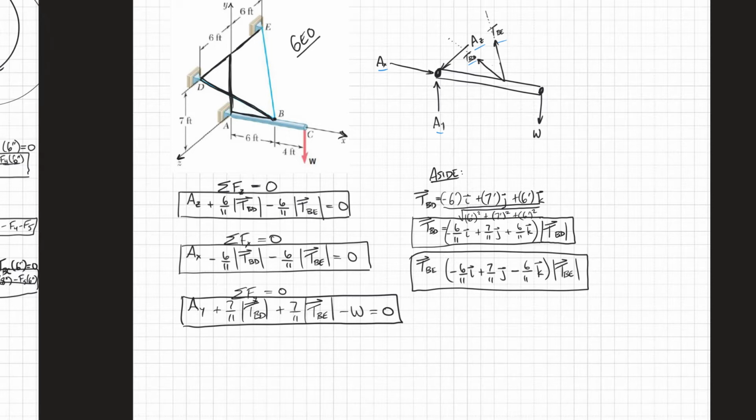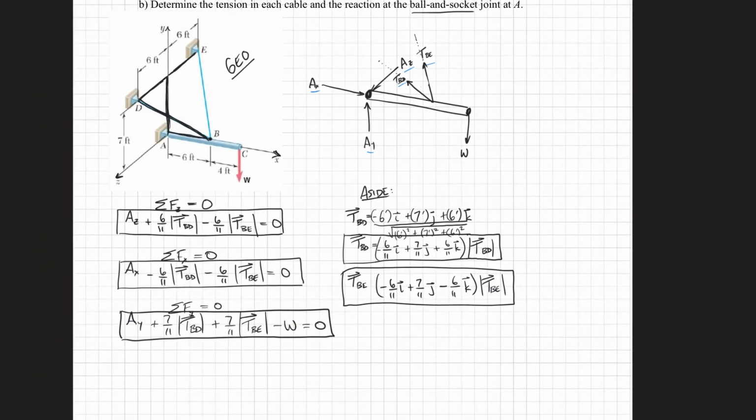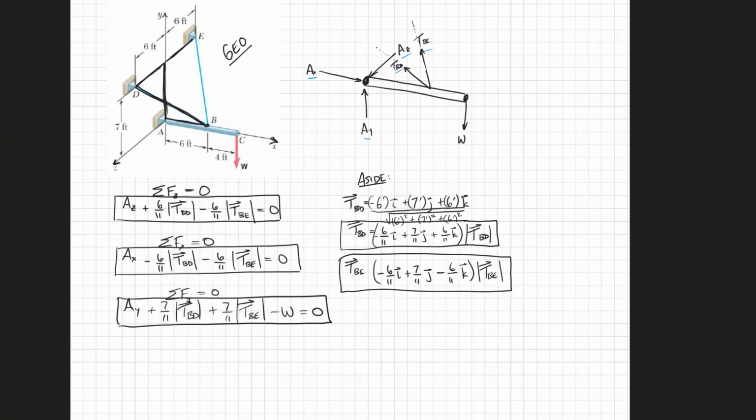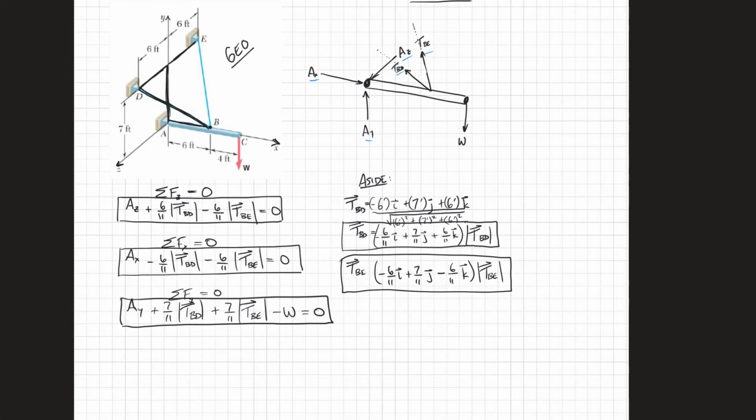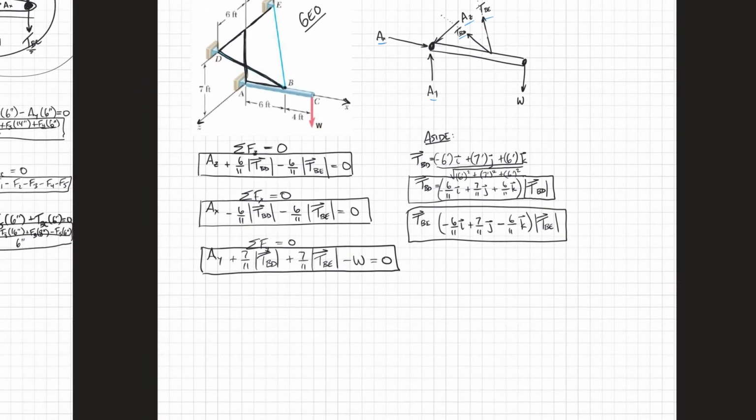So now this is getting to be very difficult, because I've got 3 equations and 5 unknowns. I need 2 more equations. And so what I want to do now is start doing moment equations. So let's start by doing moments around A.